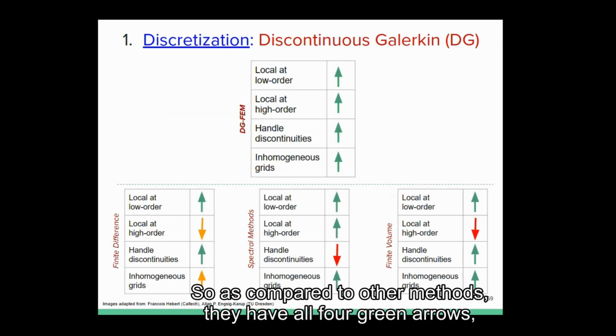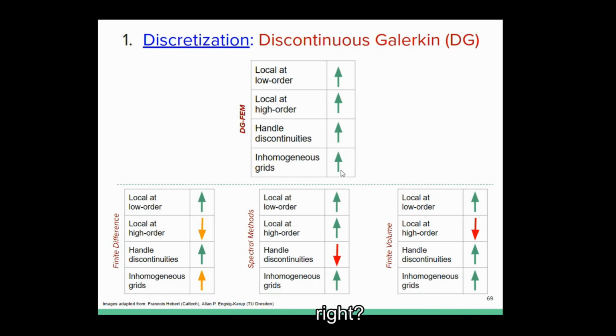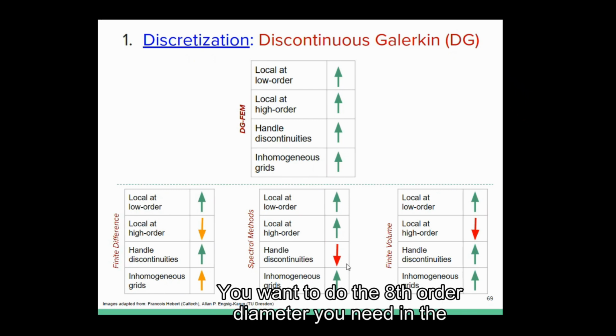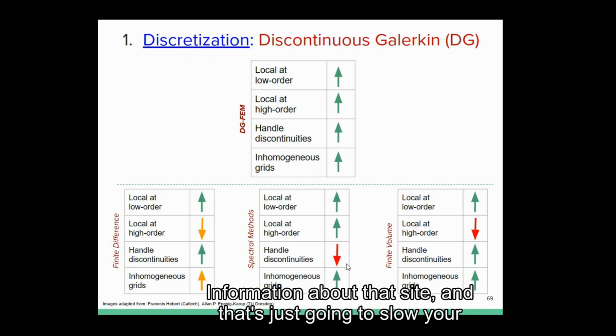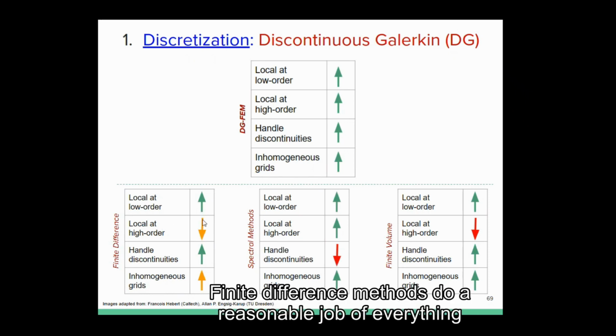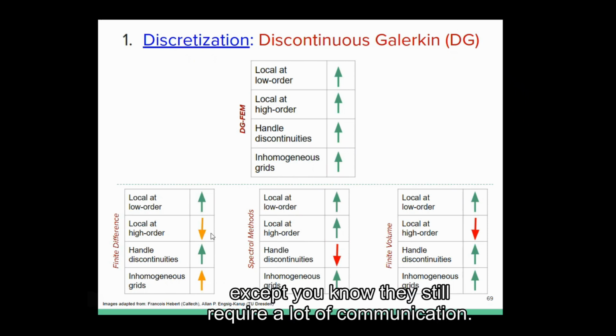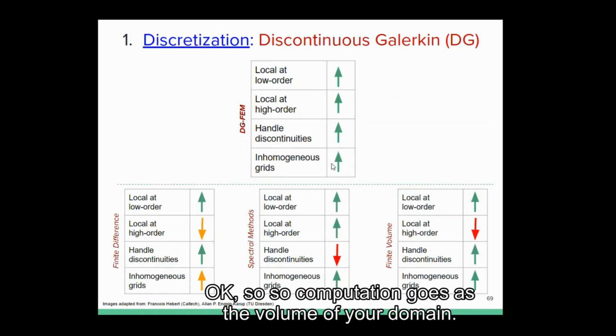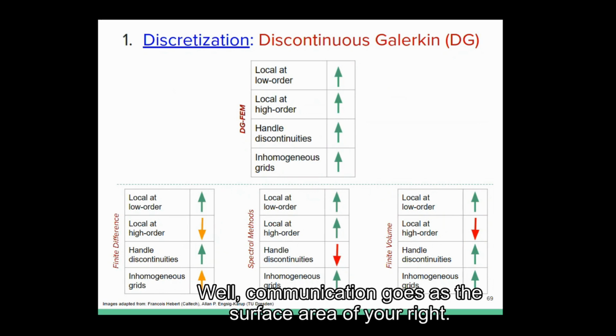So as compared to other methods, they have all four green arrows, right? Finite volume methods are not local at high order. If you want to do, say, an 8th order derivative, you need 8 elements of information from that side, and that's just going to slow you down fast. Spectral methods, I already said you can't do that. Finite difference methods do a reasonable job of everything except they still require a lot of communication. Okay? So computation goes as the volume of your domain, while communication goes as the surface area of your domain.